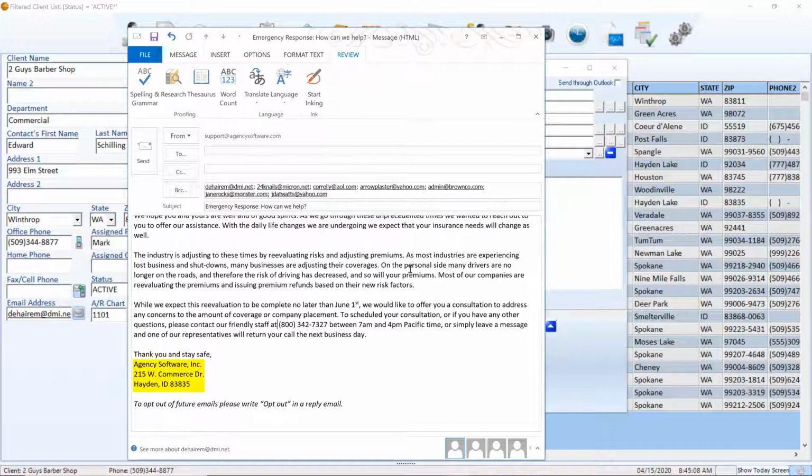In the closing statement, it is important to provide your valid physical postal address, along with an option for opting out of future emails, which are both required by the FTC.